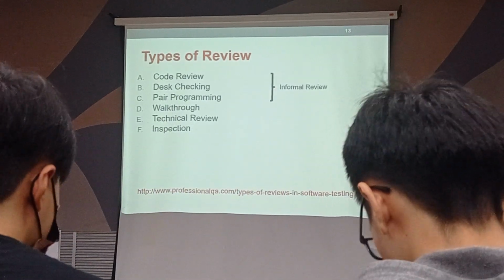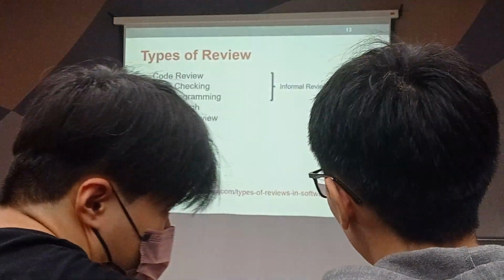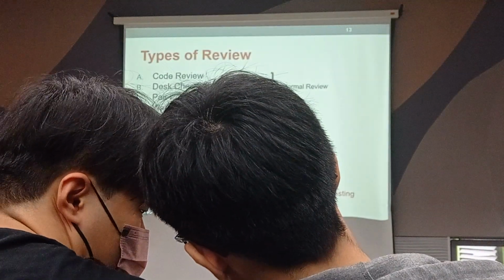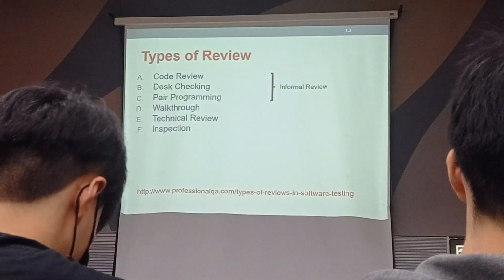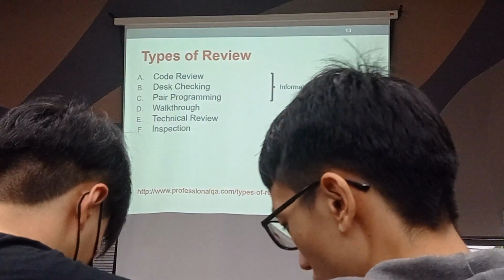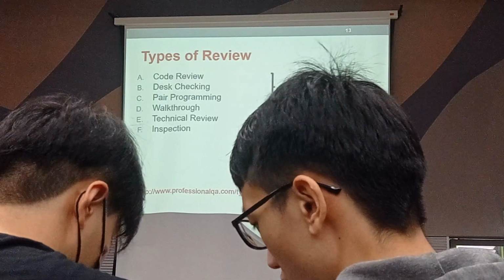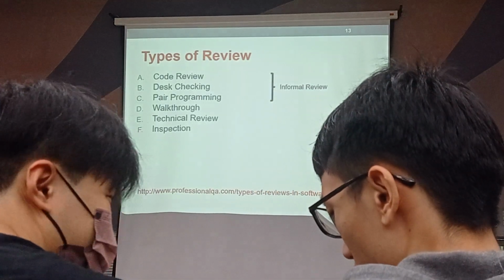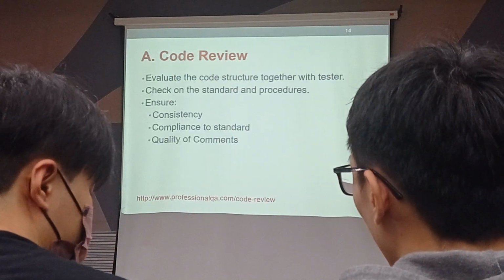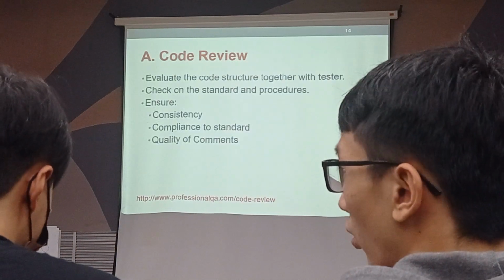Okay, so we have 6 different types of review. We will go through it one by one. We will start from the code review, desk checking, pair programming, code walkthrough, technical review, and inspection or formal inspection. Okay, so the first one, code review.